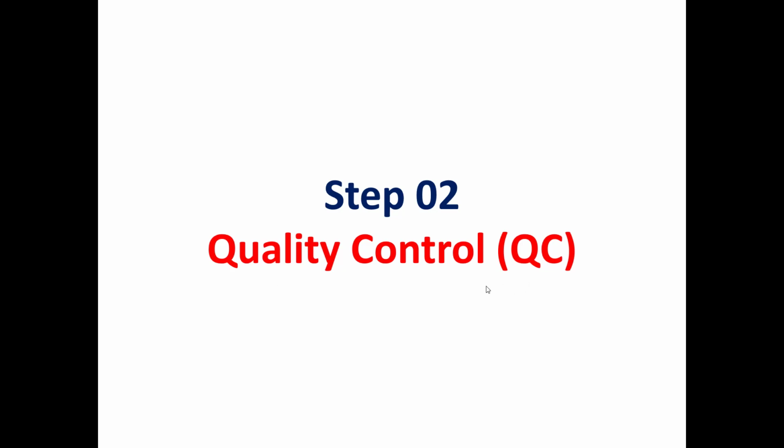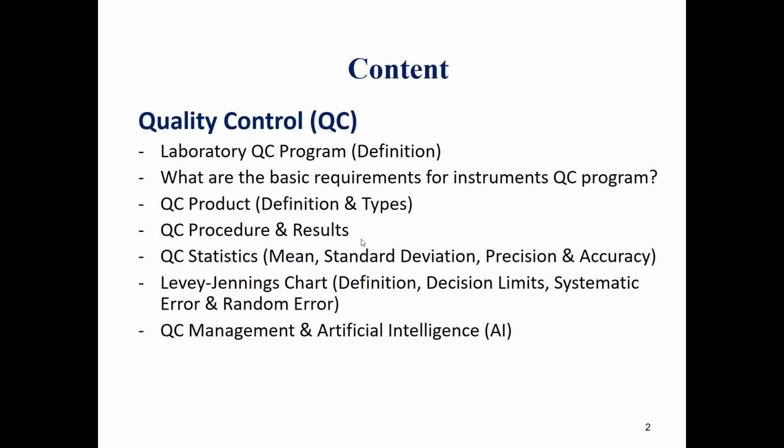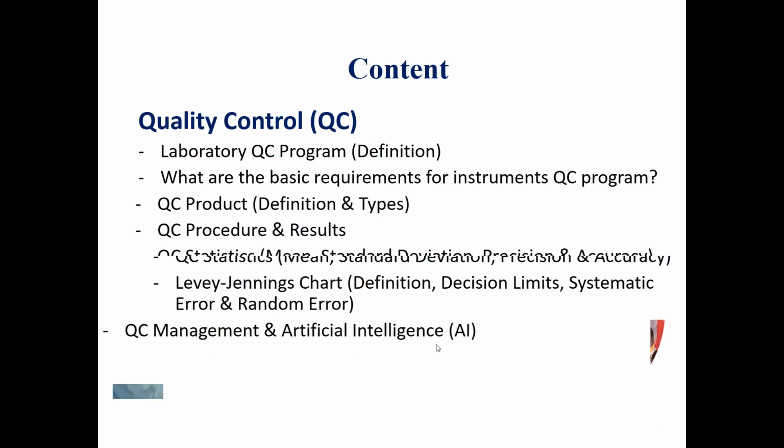Quality control or QC will be our topic. It's the second step to measure and analyze using an automated clinical chemistry analyzer. We will cover the following points: a definition for laboratory quality control program, the basic requirements for instrument quality control program, quality control product definition and types, a quality control procedure and results, quality control statistics and Levey-Jennings charts, and finally the quality control management and artificial intelligence.